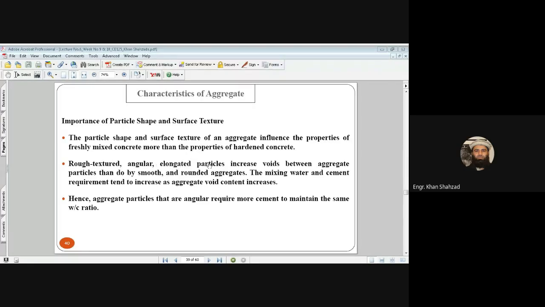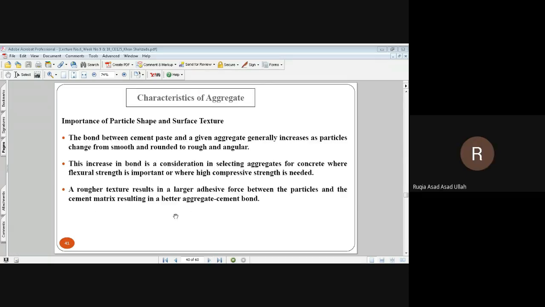increasing, they will need more water and ultimately give you less workability if you are using the same water content for the smooth and rounded aggregates as well as for the angular and elongated particles. Hence, aggregate particles that are angular require more cement to maintain the same water cement ratio. याद रहेगा बेटा ये? याद रहेगा? Yes, sir.